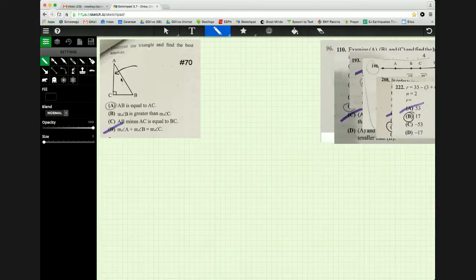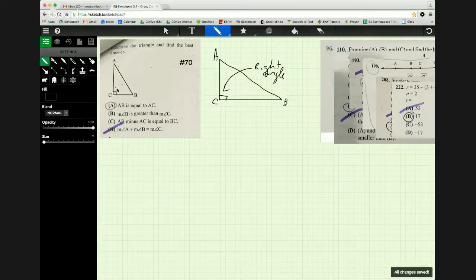So this drawing could also look like this. That would be a valid drawing because all you know is that this is a right angle. It doesn't tell you what side is bigger, but you do know a few things about right triangles.